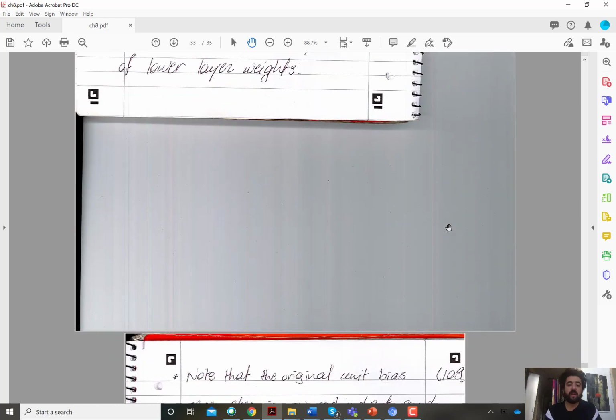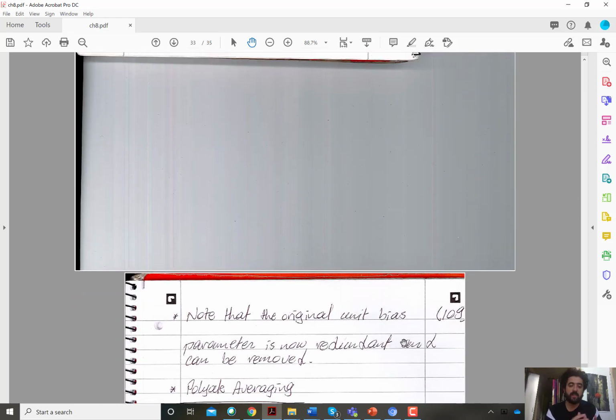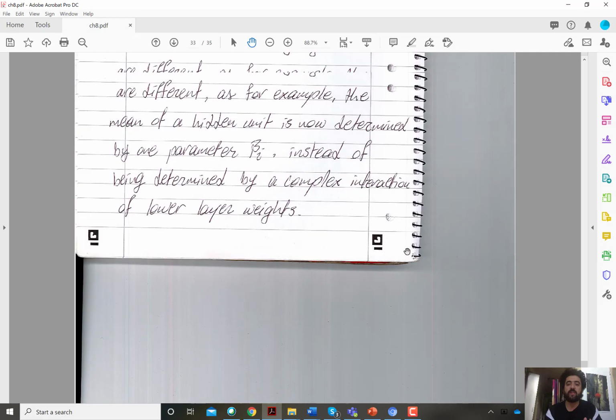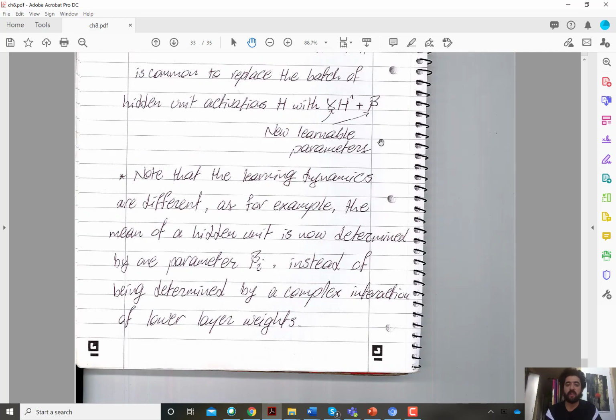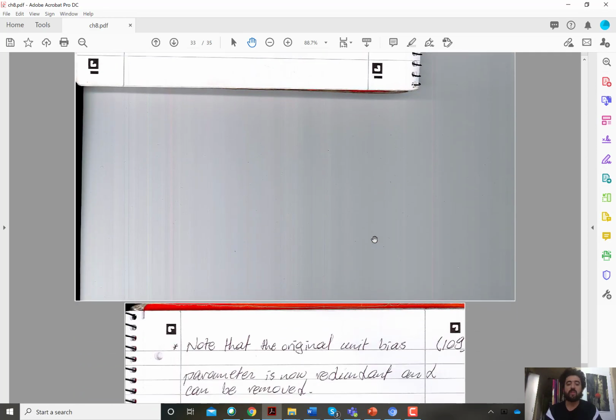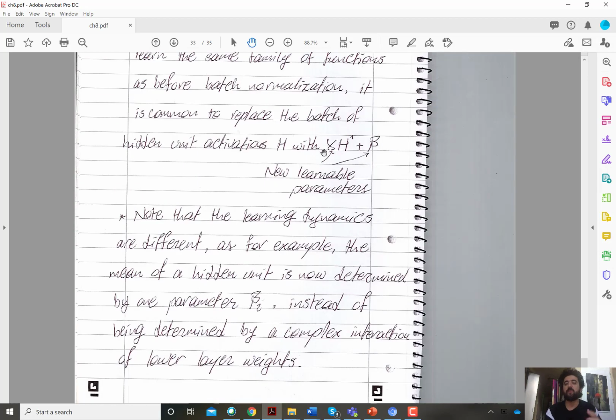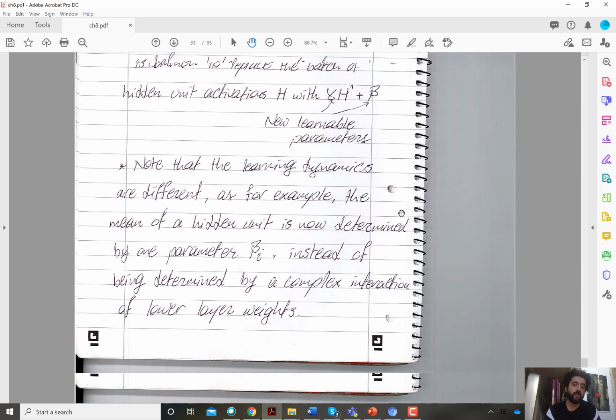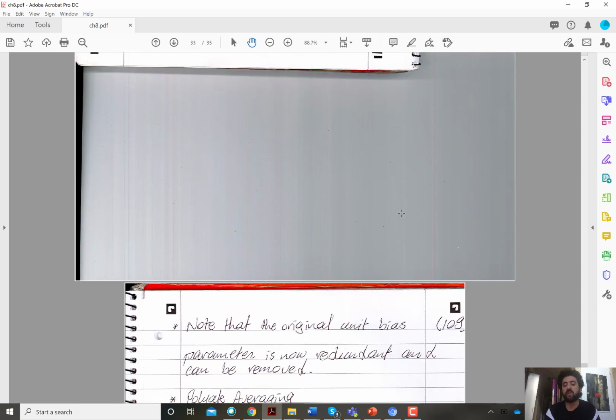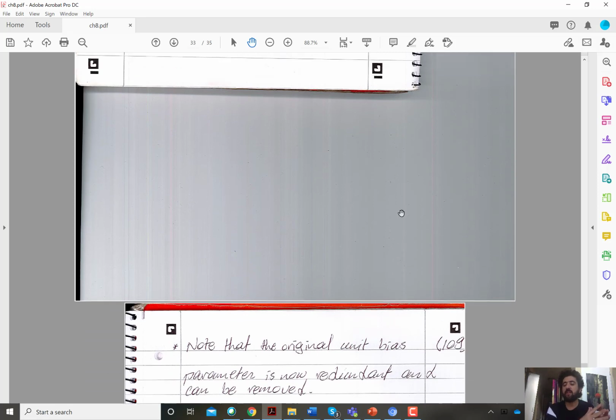The last thing I want to say is a small note. Since we have this beta here that introduces a bias for every unit, if you do batch normalization with these learnable parameters per layer, which is the default implementation for batch normalization, then the original unit bias parameters are no longer needed, because you would have redundancy, two parameters that are learning the bias for every unit.